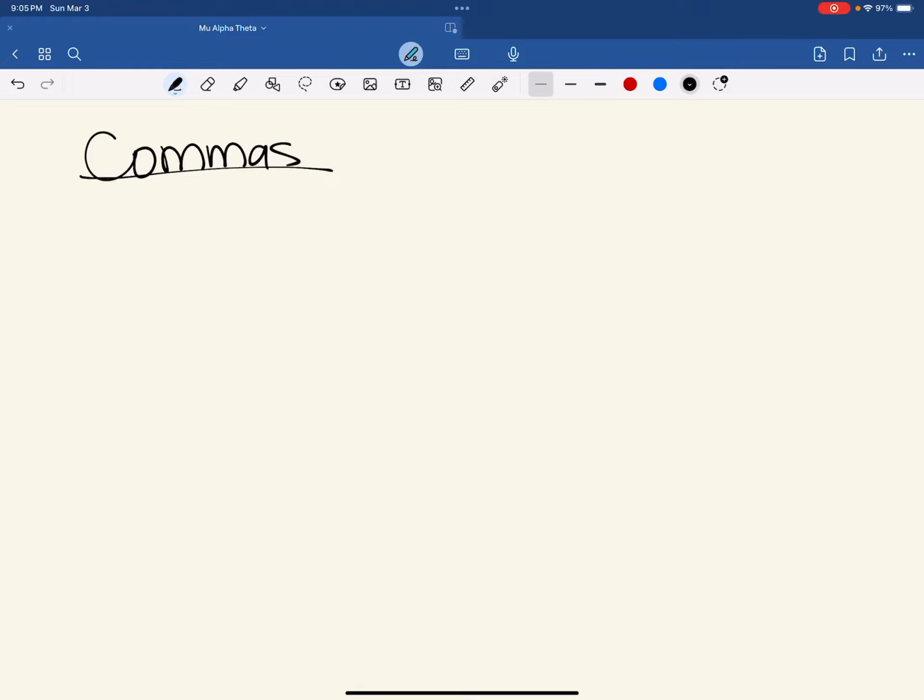Hi everyone, today we're going to be learning about different types of comma usages. So first of all, there are 6 different ways to use commas.